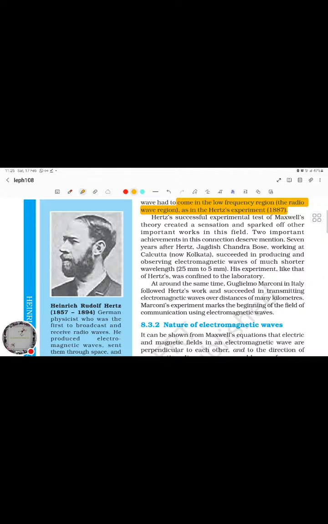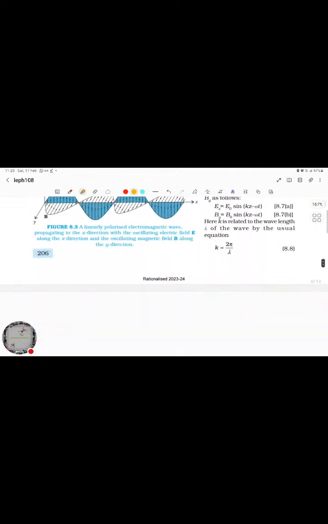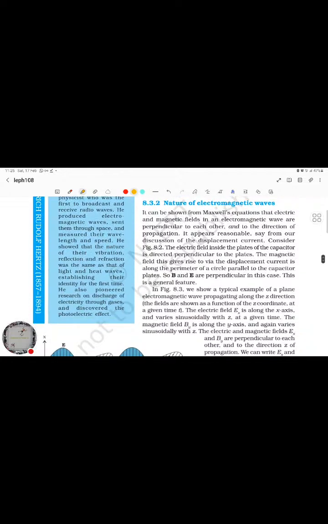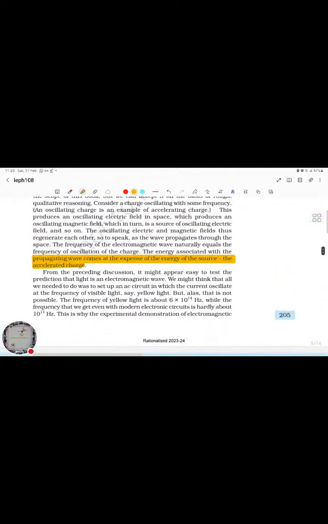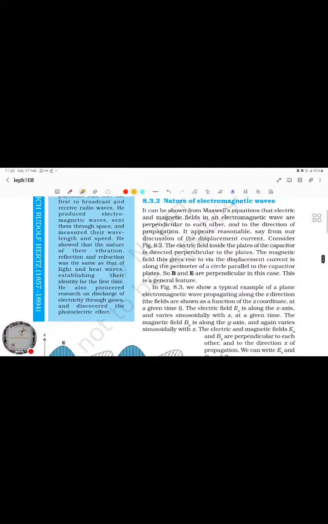And then we had a lot of sensational works that broke out in the upcoming eras. So let's see how they've given about an electromagnetic wave. Nature of electromagnetic waves. Let's see what electromagnetic waves are. It can be shown from Maxwell's equations that electric and magnetic fields in an electromagnetic wave are perpendicular to each other and to the direction of propagation.